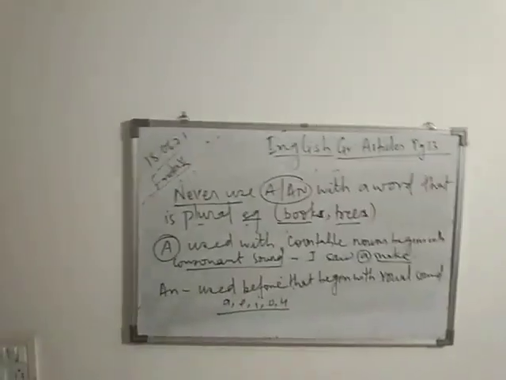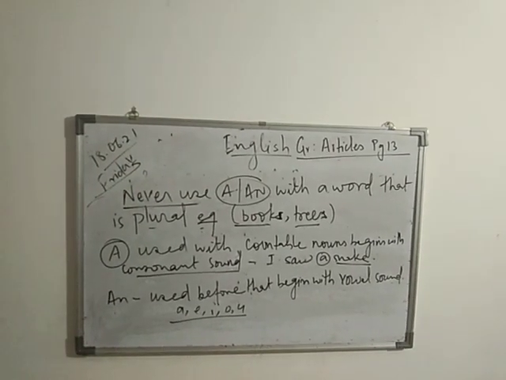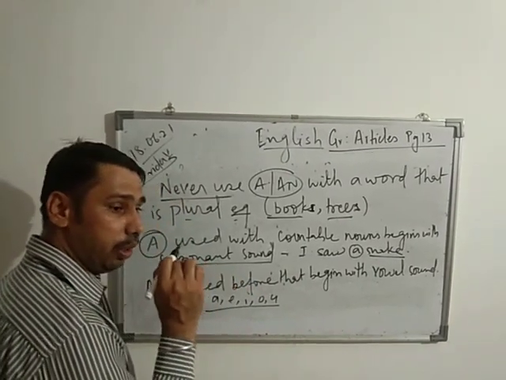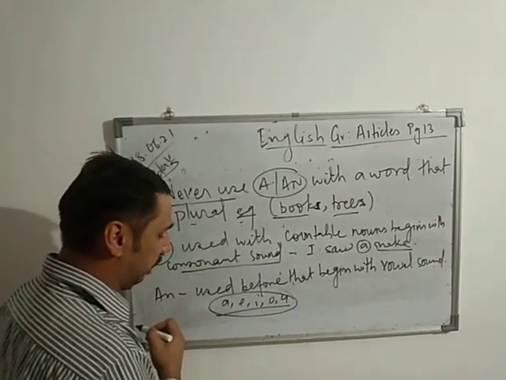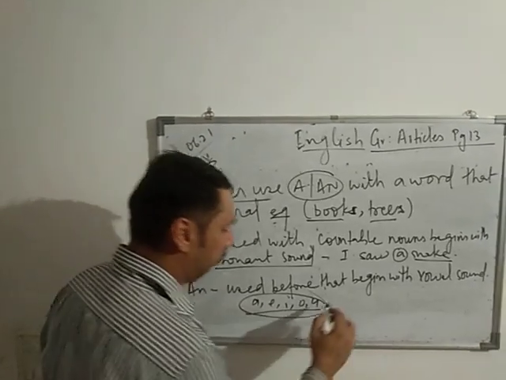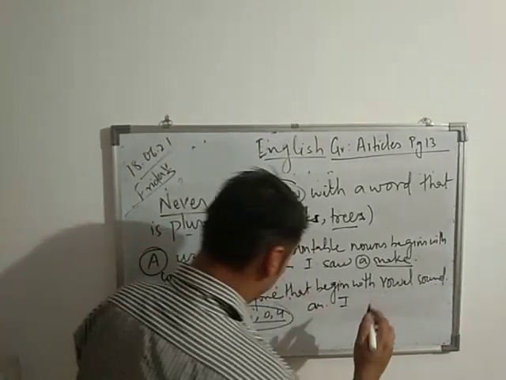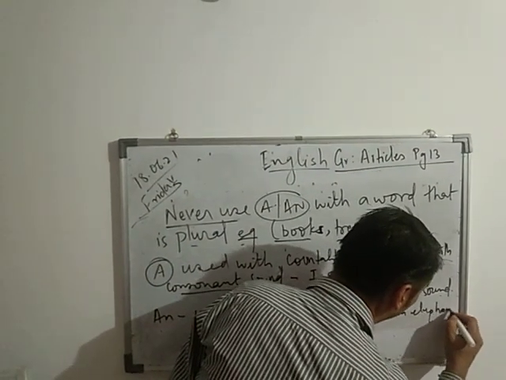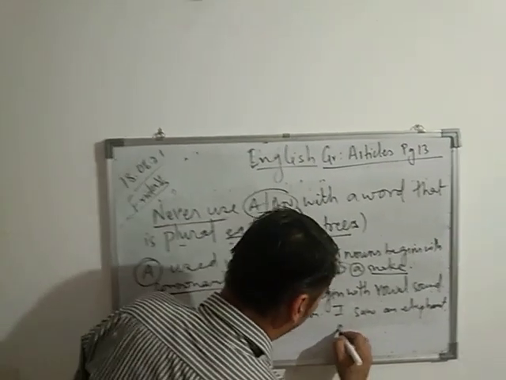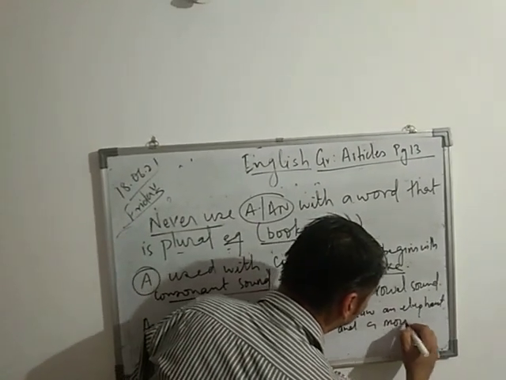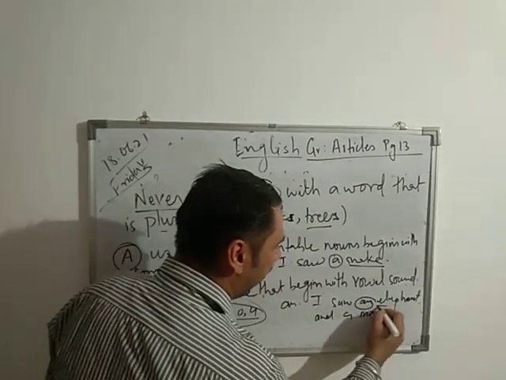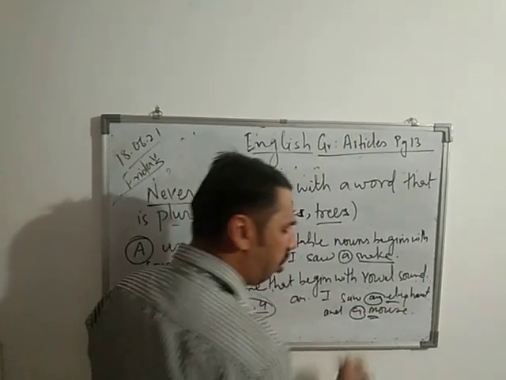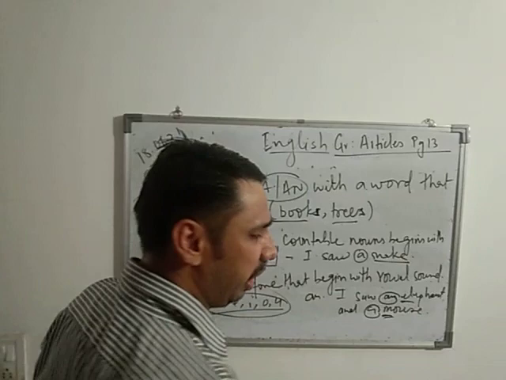These are my five vowels: a, e, i, o, u. When the sound starts with these, I use my an. Like, I saw an elephant and a mouse. What do I use? I use an because elephant has a vowel sound. Mouse has a consonant sound. So this way you use a or an.